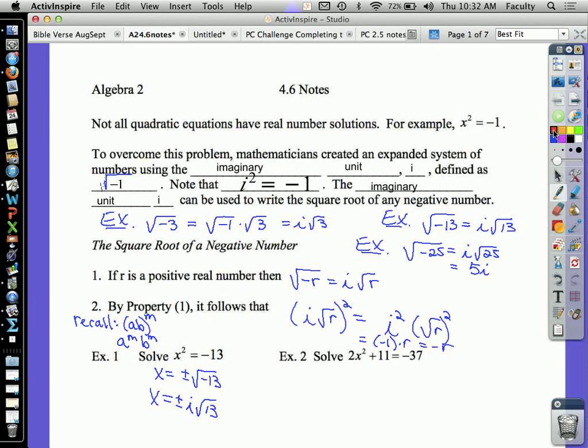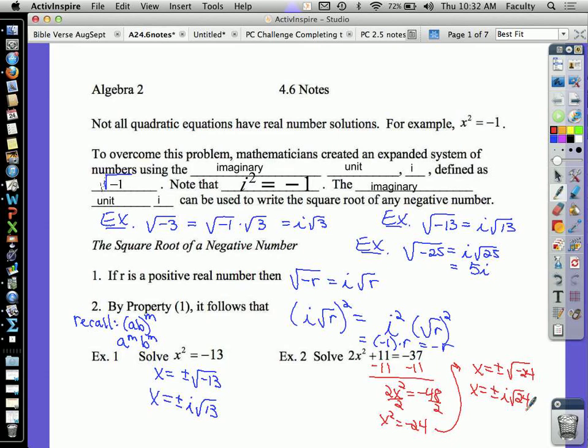All right, let's look at example 2. You're going to subtract 11, and we get 2x squared equals negative 48. Divide by 2, x squared equals negative 24. I get x equals plus or minus the square root of negative 24. Okay, we just talked about you can't leave a negative underneath there. So I have x equals plus or minus i square root 24.